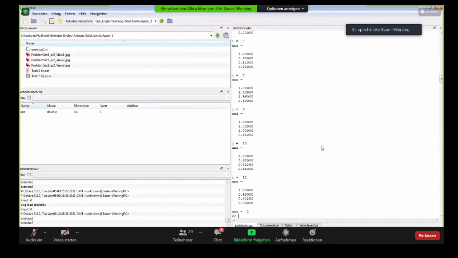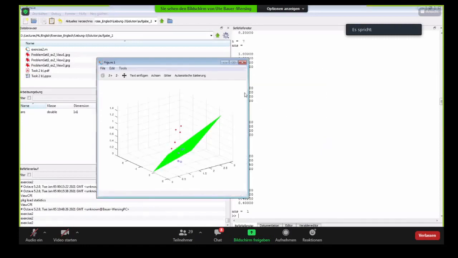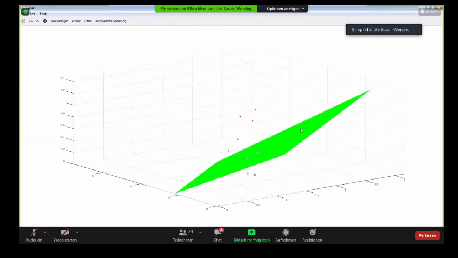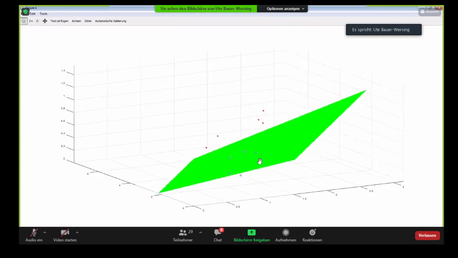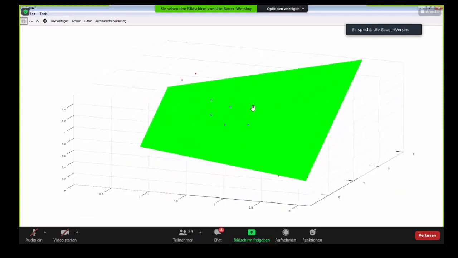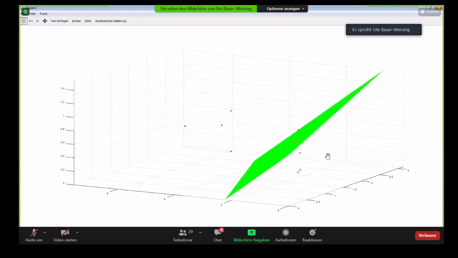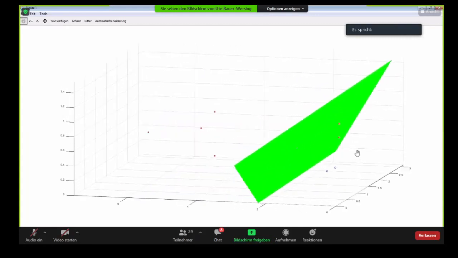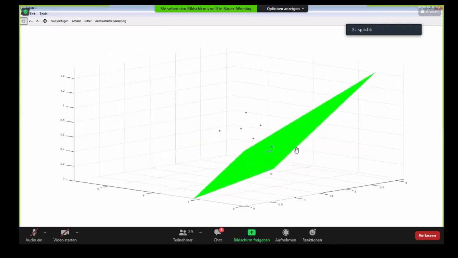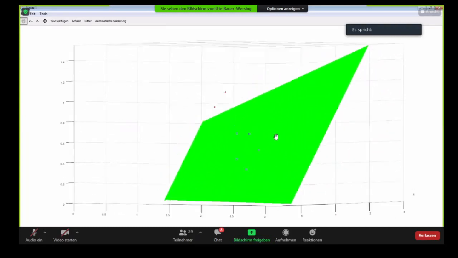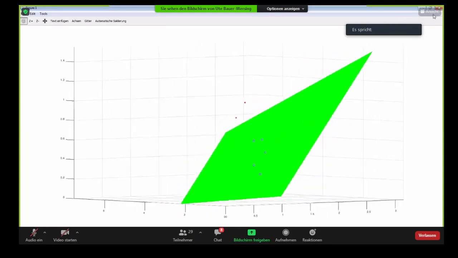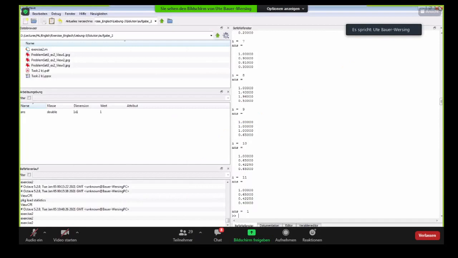We can redo this over and over again. I hope all right. Okay. So it's not always the same hyperplane that we have come up with. That's slightly skewed now. It depends on the initialization which one, where we end up.